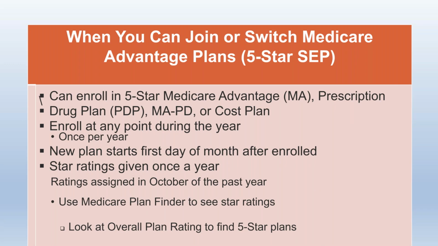When can you join or switch a Medicare Advantage plan during a 5-star SEP? Medicare uses information from member satisfaction surveys, plans, and healthcare providers to give plans overall star ratings from 1 to 5 stars. A 5-star rating is considered excellent. At any time during the year, you can use the 5-star special enrollment period to enroll in any of these types of plans with a 5-star overall rating.